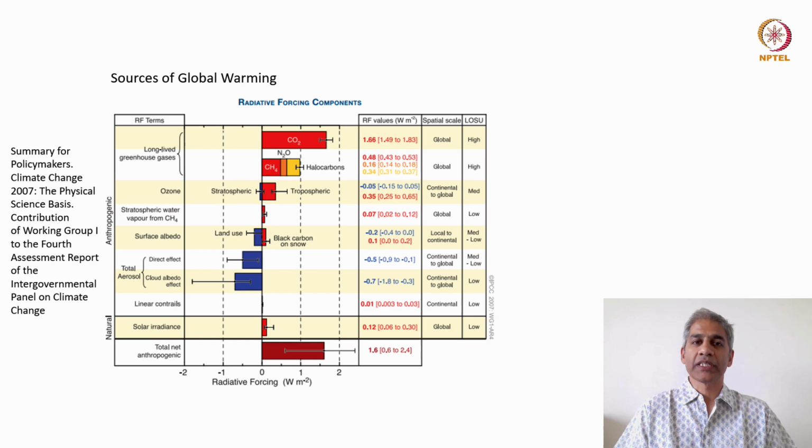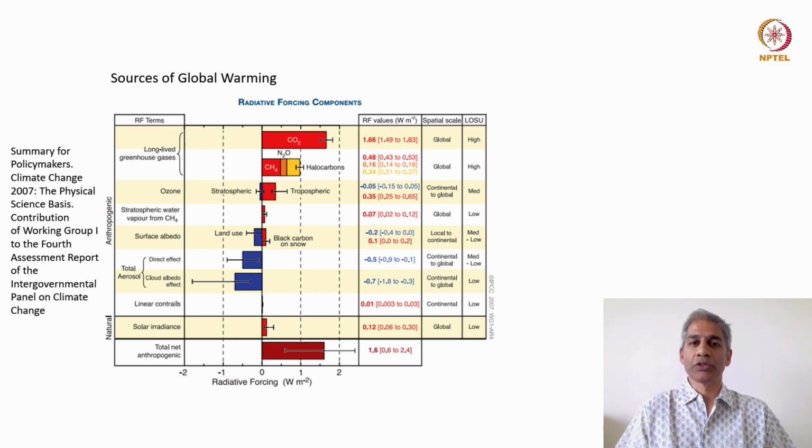This graph shows us the sources of this global warming in greater detail. Radiative forcing basically refers to the Earth's energy balance, which I spoke about on the earlier slide. And radiative forcing is measured in watts per meter squared. So we can think of it as energy incident upon unit area.